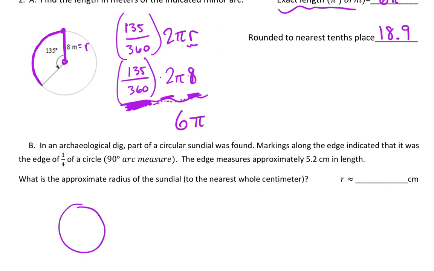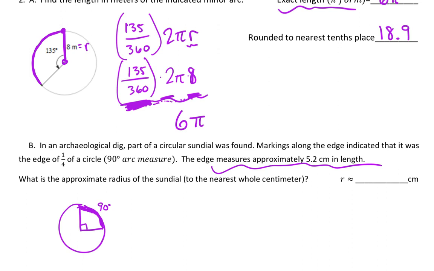So we found this thing, and it's a quarter of a circle. A quarter of a circle means 90 degrees. And we know that the length of this thing is given as 5.2 centimeters.